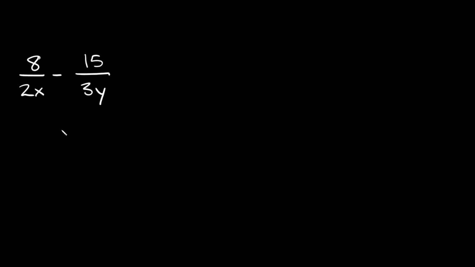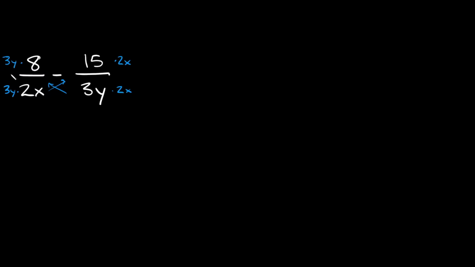Let's try another one. Okay, so now let's do a subtraction problem. Here we have 8 over 2x minus 15 over 3y. Again, we have different denominators, so one way we can fix that is by cross multiplying. We're going to multiply by 2x on the top and the bottom over here, and then we'll take this one to this side, multiply by 3y on the top and the bottom over here.